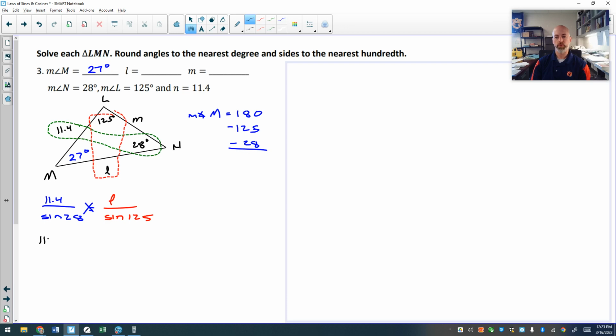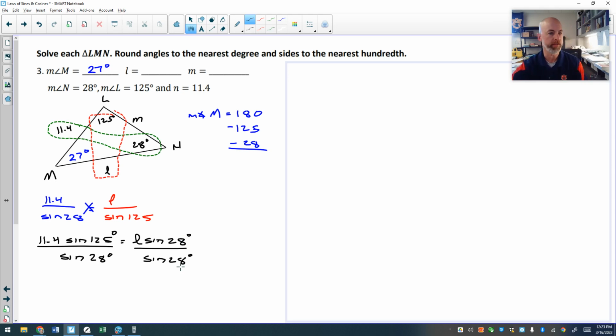So I'll have 11.4 sine of 125 is equal to L times the sine of 28. And then to solve for L, we'll divide both sides by the sine of 28. And these are all degrees. I should satisfy the gods of math by putting degree symbols on my angles, but I'm being a little bit lazy here. And so for L, I'm going to go ahead and throw all of that in a calculator to find my side length L.